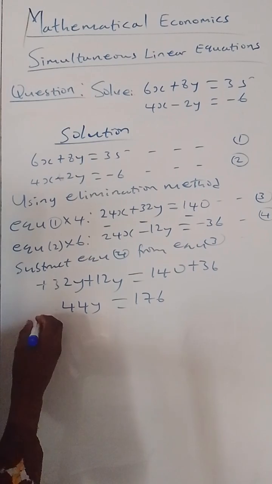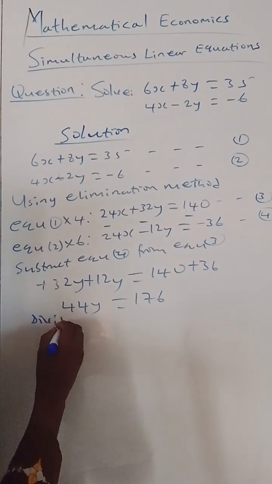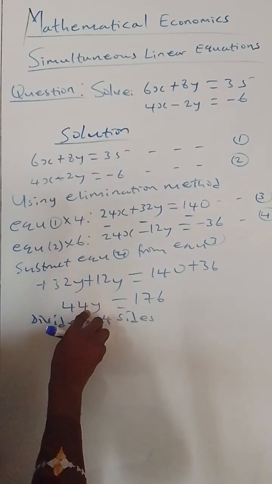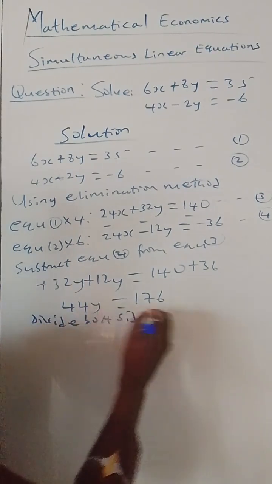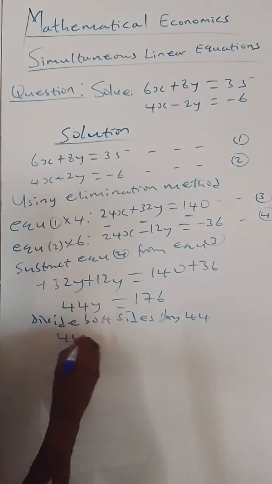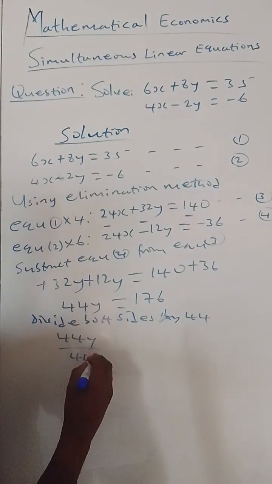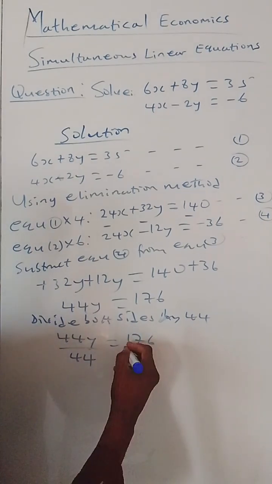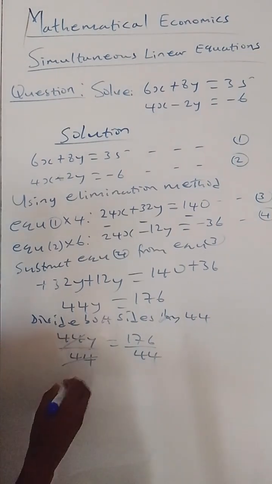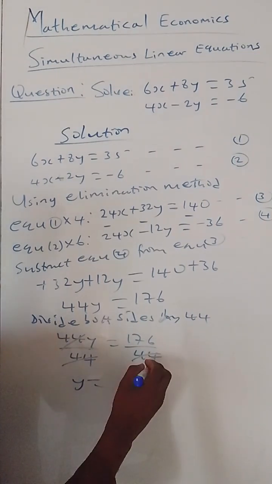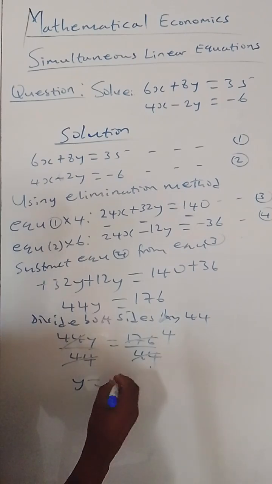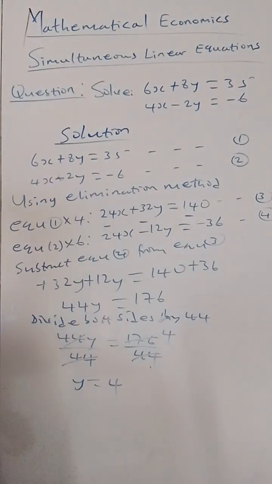Then what I'm going to do now is to divide both sides by the coefficient of y. The coefficient of y is 44. So I have 44y over 44 equals 176 over 44. This cancels this, and I have y equals 4. This is the value of y.